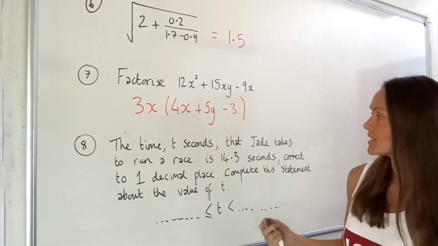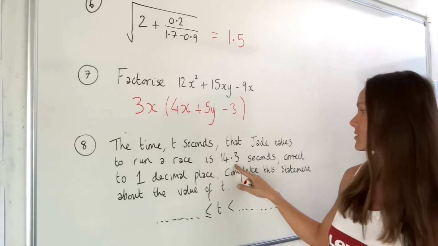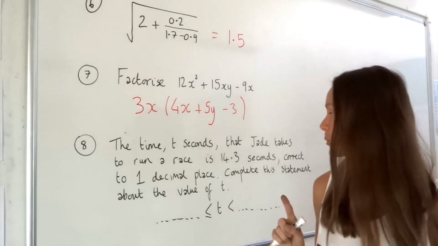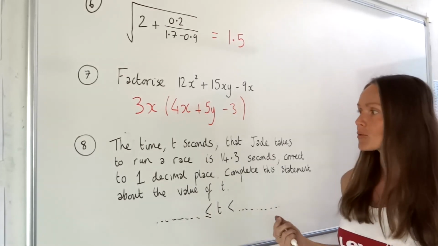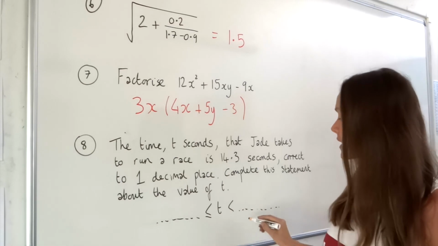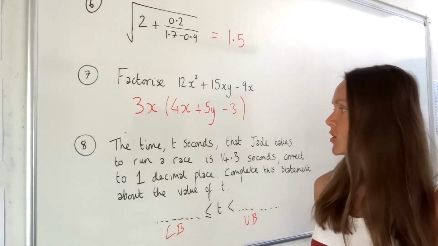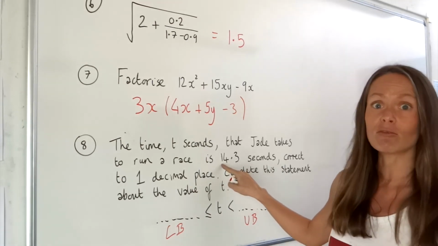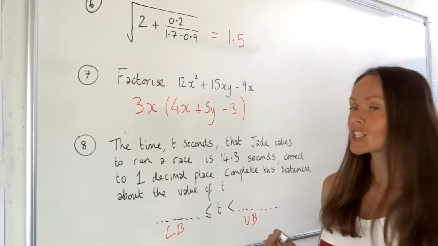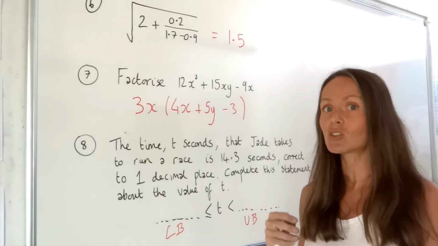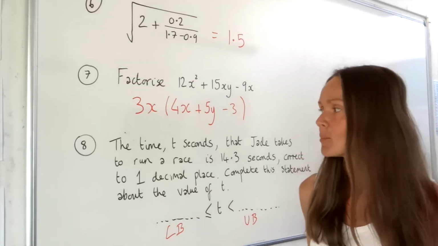The time t seconds that Jade takes to run a race is 14.3 seconds, correct to 1 decimal place. Complete this statement about the value of t. So they want us to work out the upper bound and the lower bound. So she didn't necessarily run exactly spot on 14.3 seconds. She might have run a little bit slower or a little bit faster, and they've just rounded to 1 decimal place to make it a bit simpler.